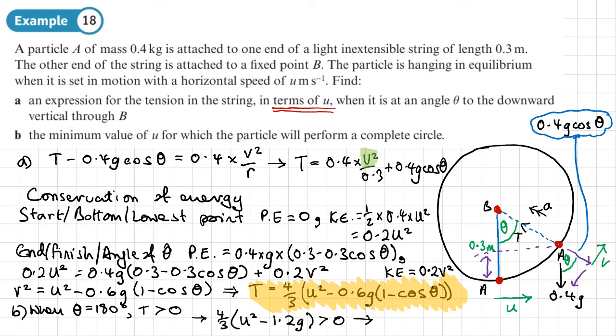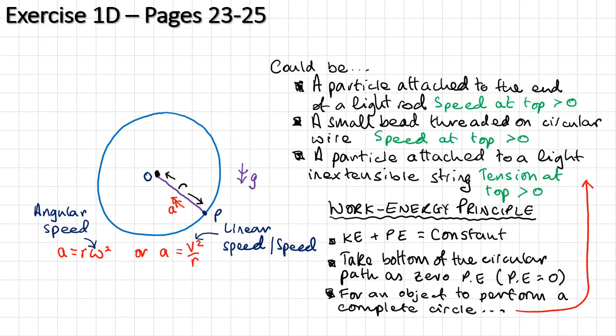That means that we want u squared minus 1.2g is greater than 0. Then I'll move the 1.2g across to say that I want u squared greater than 1.2g, and then from there I can square root both sides. So I want u to be greater than the square root of 1.2g. So we'll just highlight that as our final answer. So you should now be able to do exercise 1D on pages 23 to 25 of the textbook.